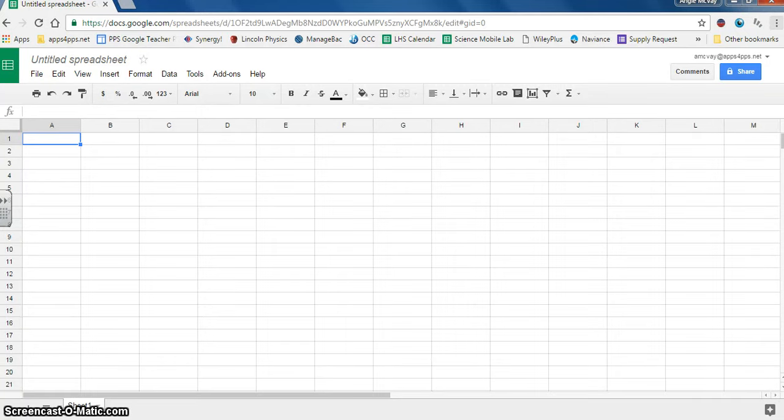Hello, this is a tutorial for how to create our program on Google Sheets for our texting and driving project. The first thing that you'll need to do when you make a new sheet is title it correctly so that we can find the sheet that you've made when you share this program with us.